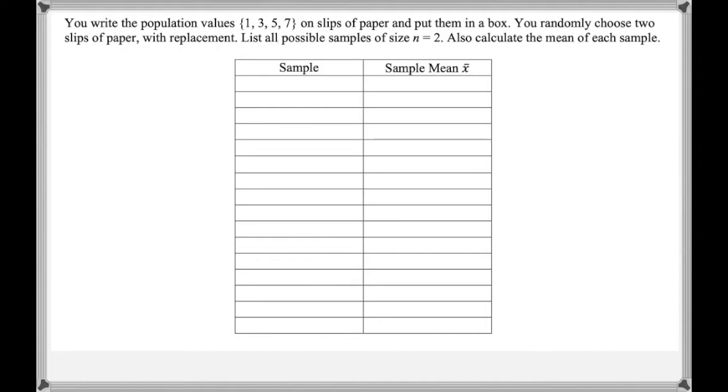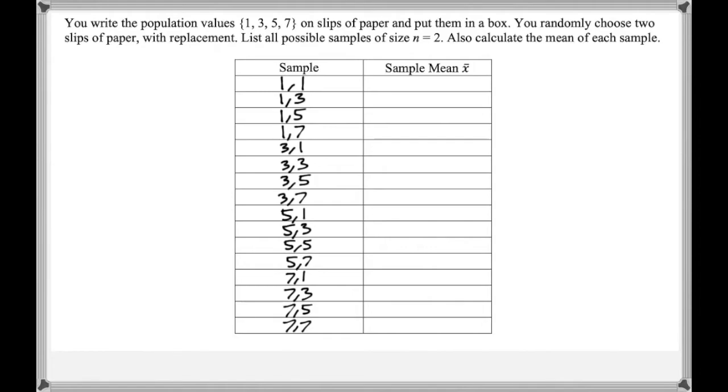So there are 4 samples or 4 combinations where 1 is the first number. There are 4 combinations where 3 is the first number, 4 where 5 is the first number, and the last 4 have 7 as the first number.